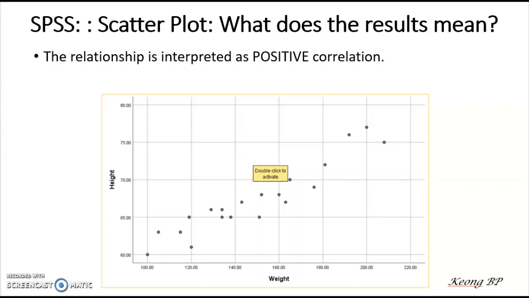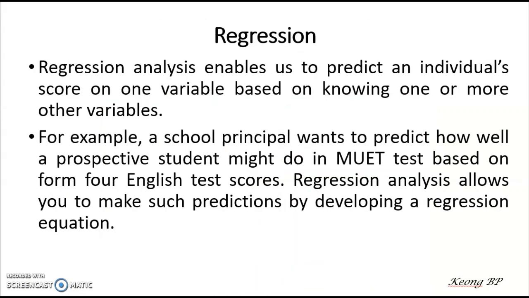In the example just now, we have already tested the correlation between the two subjects, which is the height and weight. And we know that the height is positively correlated with the weight. We can actually use the information of height to predict the value of weight. This is what we call regression analysis. Regression analysis enables us to predict an individual score on one variable based on knowing one or more other variables.